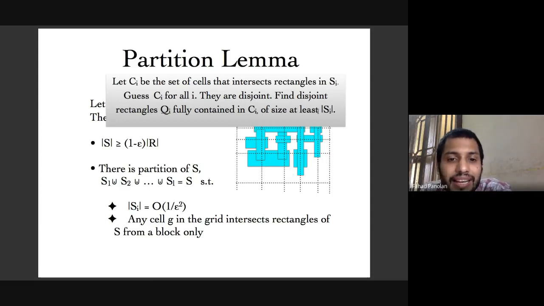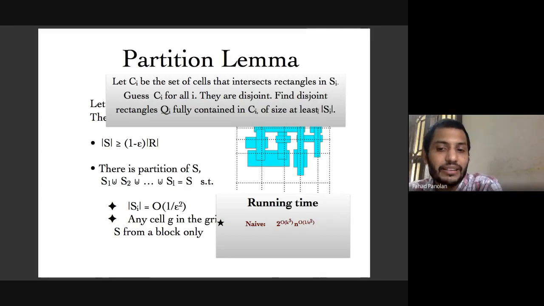So look at all the rectangles which are fully contained in the cells Ci, like a union of cells Ci, and you run over all possible subsets of rectangles of size 1 by epsilon square which are within these cells. And by this lemma, if your Ci is the correct guess, you will get order 1 by epsilon square independent rectangles which are fully in Ci. You do it for C1, C2, C3 also, sorry, for S1 you do the same, for S2 also, S3 also, like that. And L is at most K.